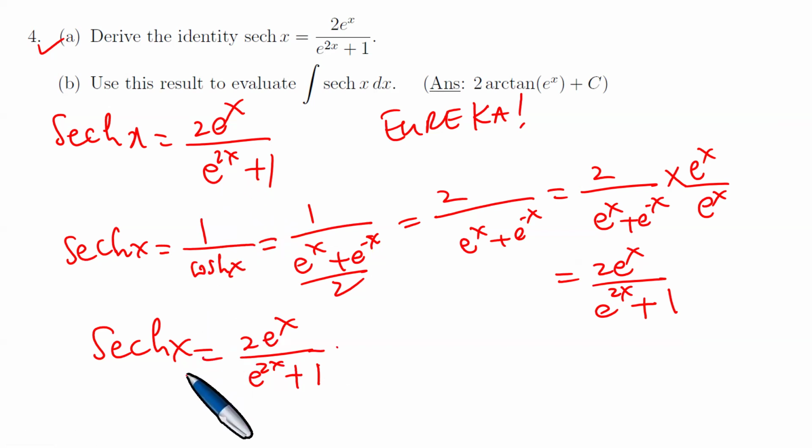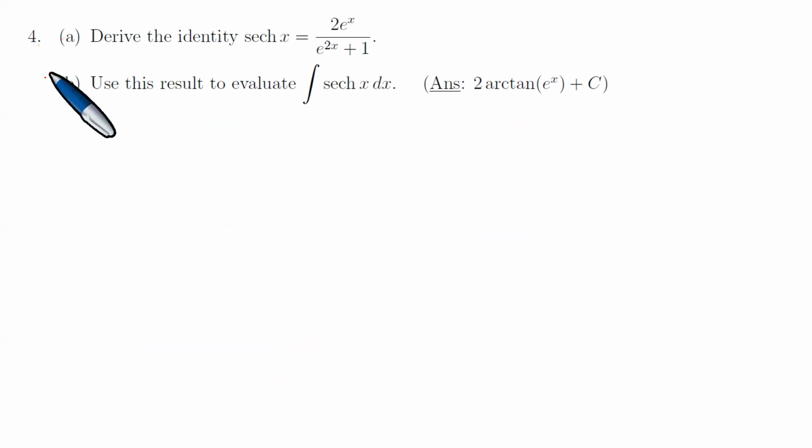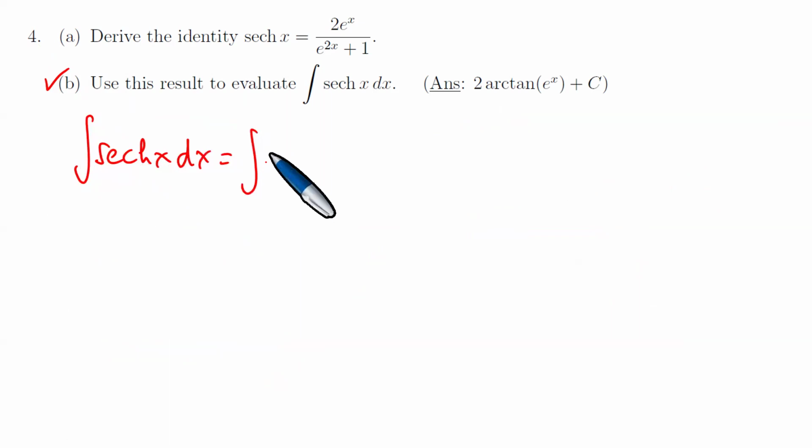Okay, now this is exactly what we have. We have been able to derive the identity that the sech of x is 2e to the power x divided by e to the power 2x plus 1. We look at part B, so that if you have the integral of the sech x, therefore, it is 2e to the power x divided by e to the power 2x plus 1.